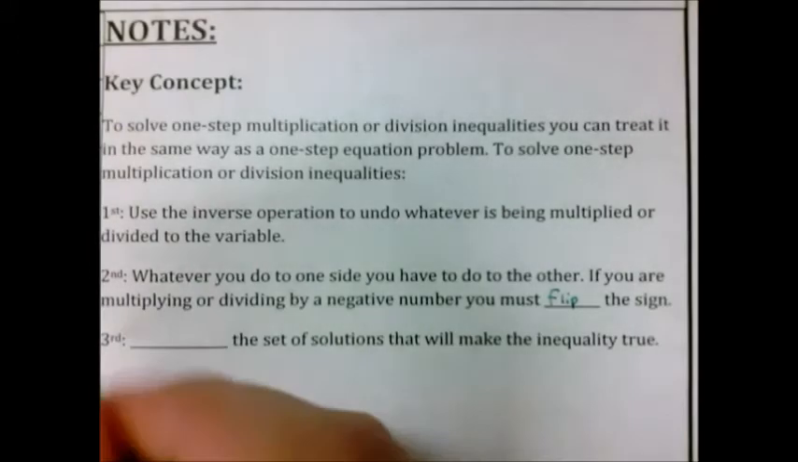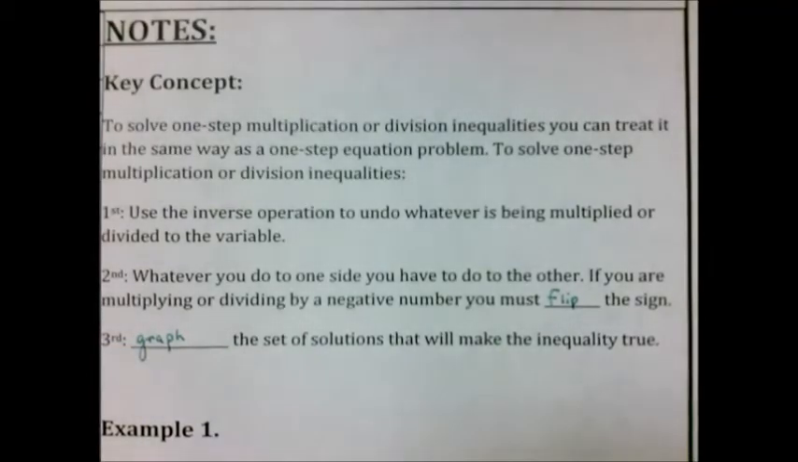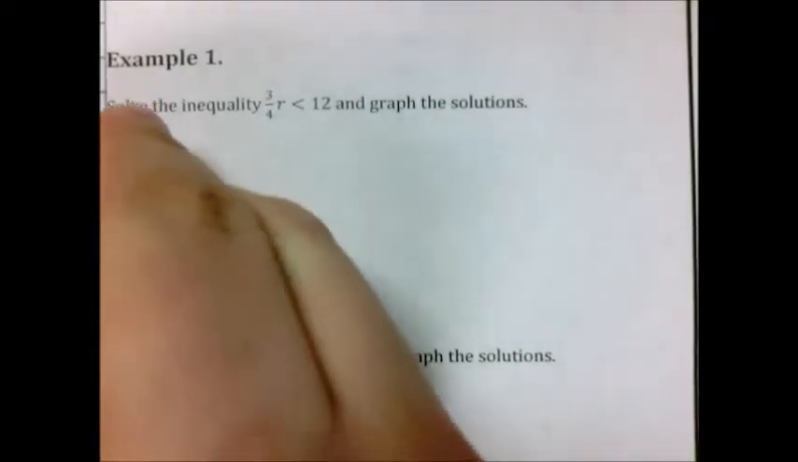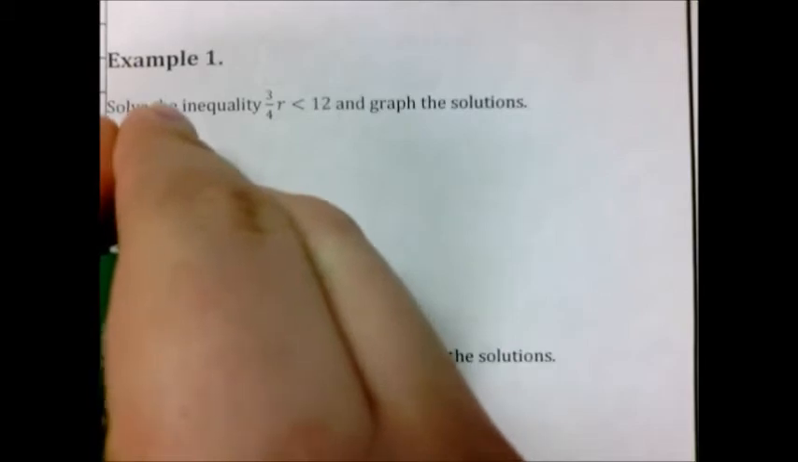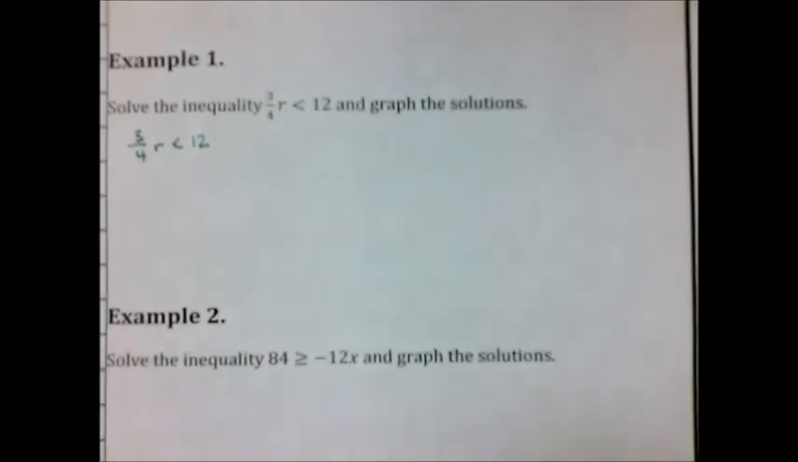Okay, and then the last step is graph the set of solutions that will make the inequality true. Just like normal, just like what you're used to already doing. Alright, let's do the first example. Alright, example 1 says to solve the inequality 3/4 r is less than 12. And then we're supposed to graph the set of solutions, okay?